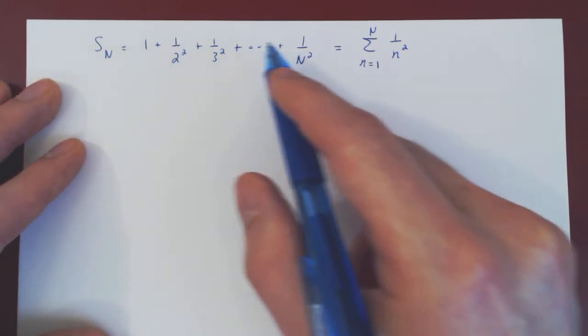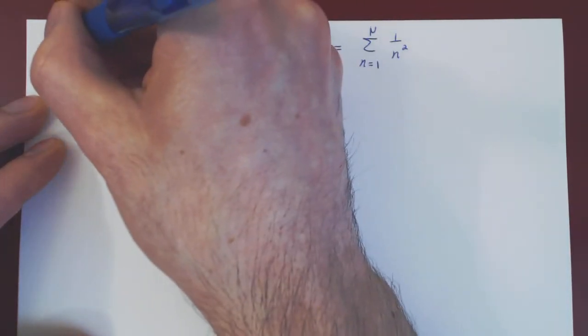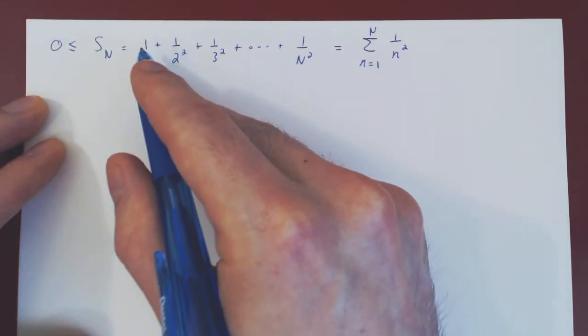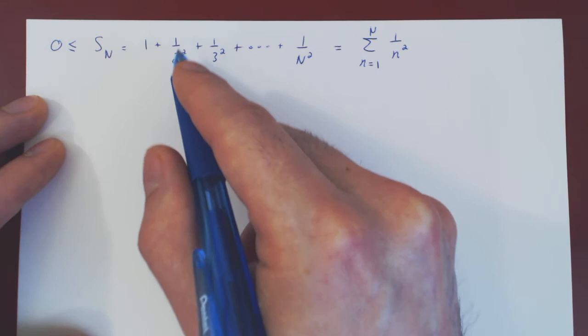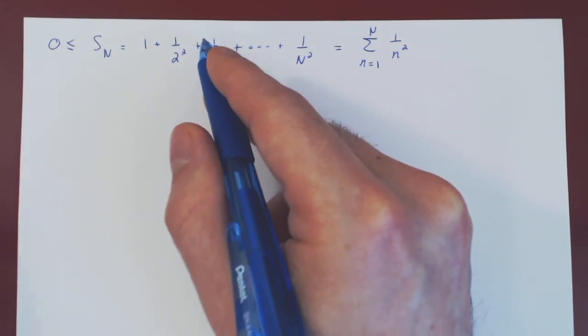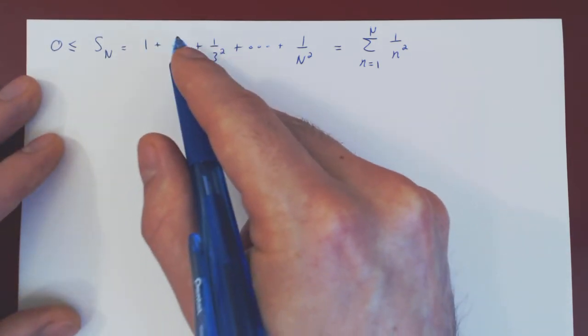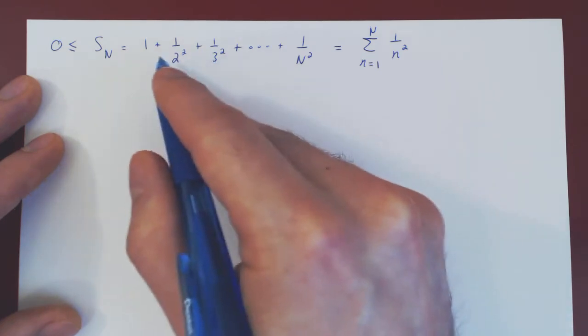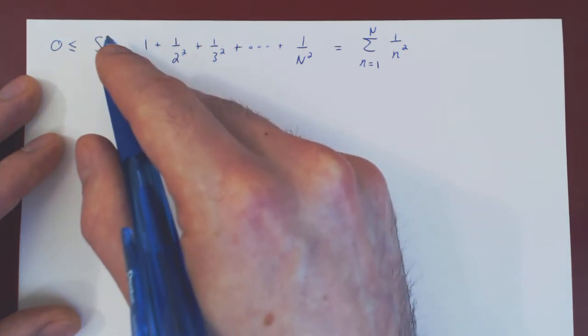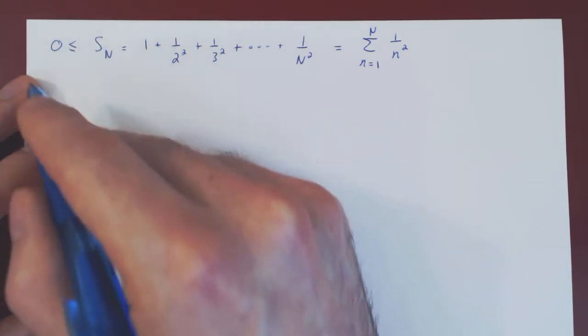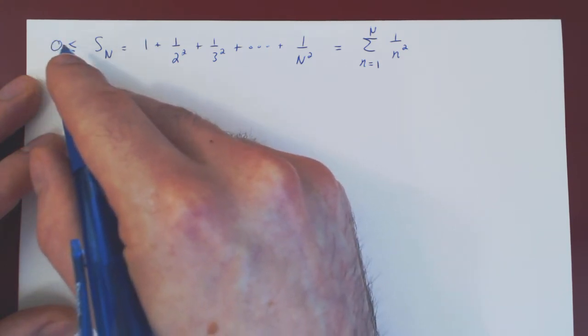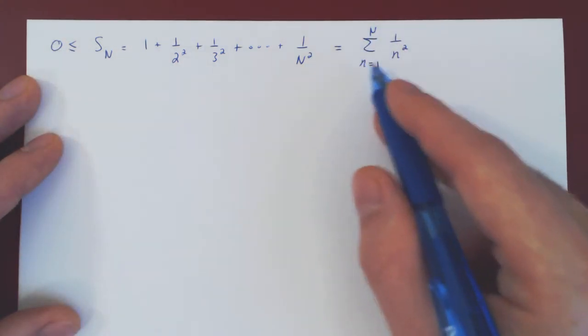Well, we're adding up positive numbers, so the sum is always at least 0 for every n. Right? S1 was 1, S2 is 1 plus 1 over 2 squared, S3 is 1 plus 1 over 2 squared plus 1 over 3 squared, and so forth. So every term of our sequence is positive. So we have a lower bound. What about now an upper bound?